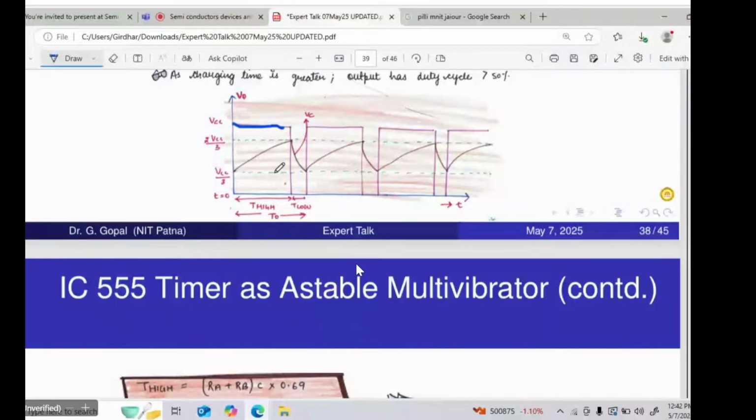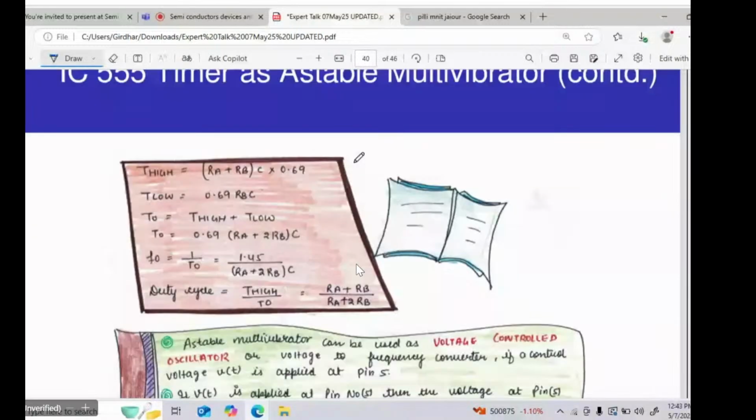This is the nature of the capacitor charging. The capacitor charges up to 2 VCC by 3 and discharges to VCC by 3. Based on the operation, I have drawn the graphical representation. Now you can calculate the on time. The on time, with charging constant (RA plus RB) into C, is 0.69 (RA plus RB) C, same as in the monostable multivibrator. The low time, with only discharging, is 0.69 RB C. The total time period is on time plus off time, that is T high plus T low, 0.69 (RA plus 2RB) into C.